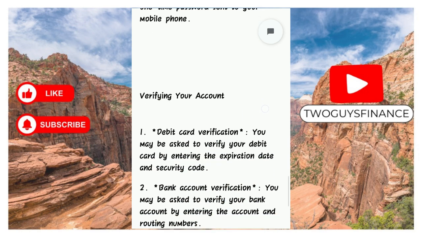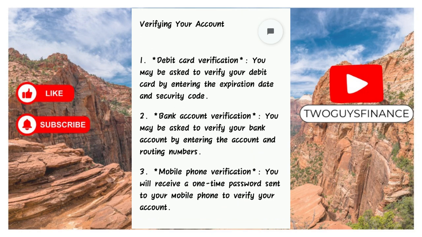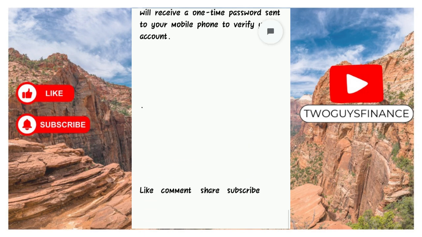Now as for verifying your account, there are a couple of things to note. The first is debit card verification. You may be asked to verify your debit card by entering the expiration date and the security code. The second is bank account verification. You may be asked to verify your bank account by entering the account and routing numbers. For the mobile phone verification, you're going to receive a one-time password sent to your mobile phone to verify your account. So you're going to need to take note of these, and that's pretty much it for opening accounts on Zelle.